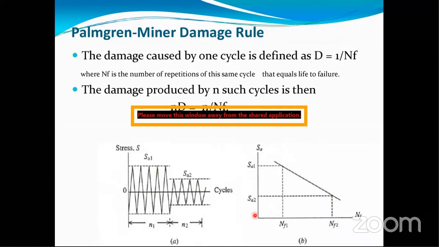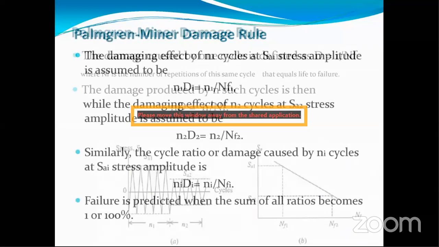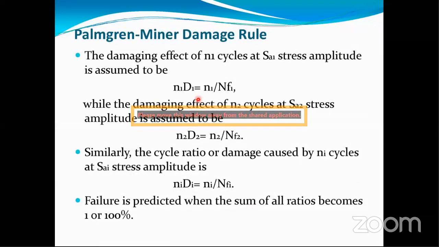So if we have multiple stress amplitudes, we have to sum up this damage, like n1 by NF1 in this way. This is the damage for the first stress amplitude. This is the damage for the second stress amplitude. So in total it will be n. It can be any number, it need not be 2, it can be any number, even an infinite number. So finally we will say the total damage is the sum of ni by NFi.